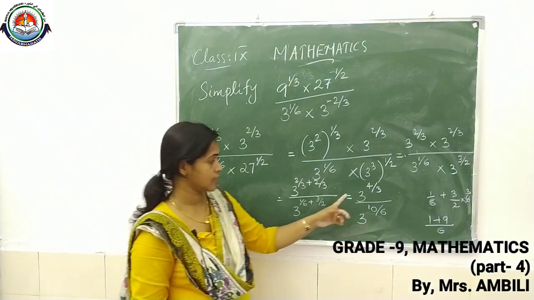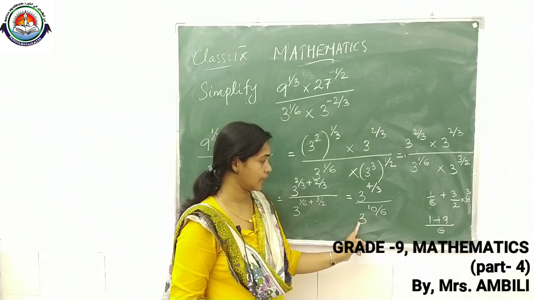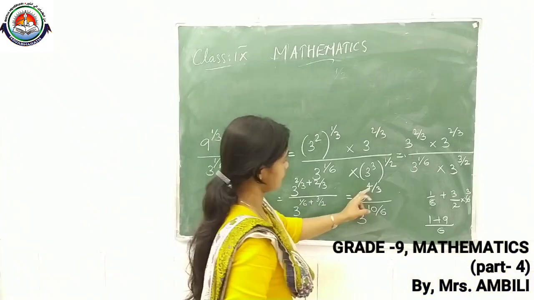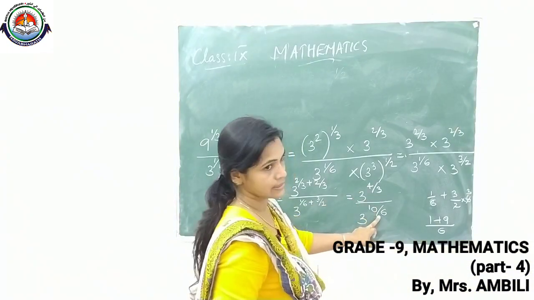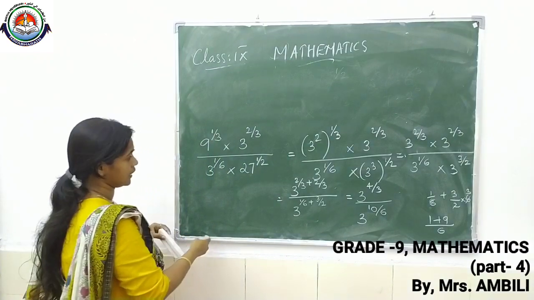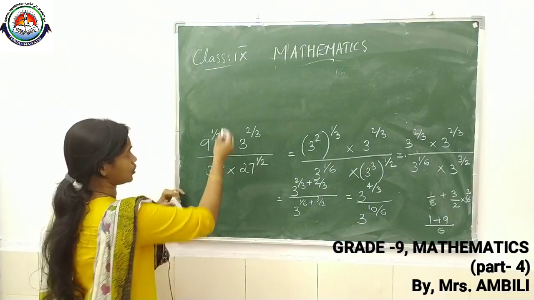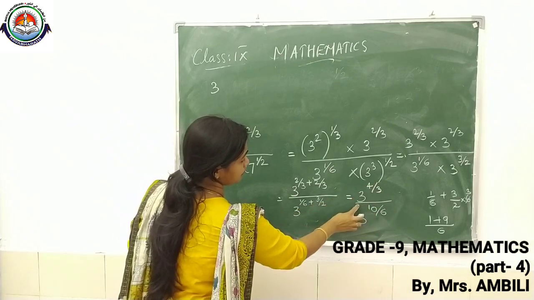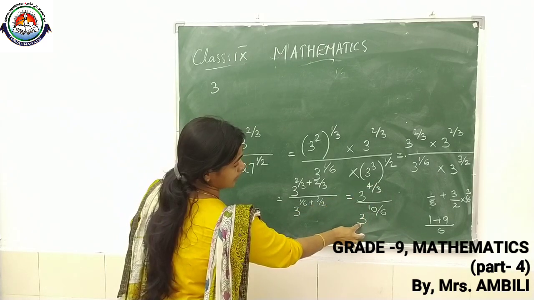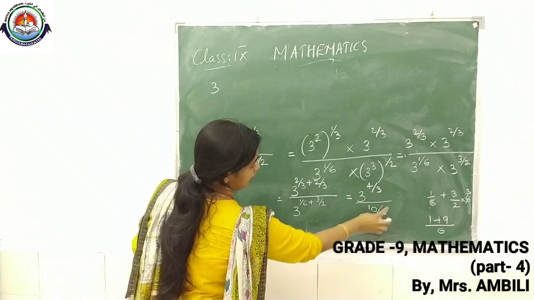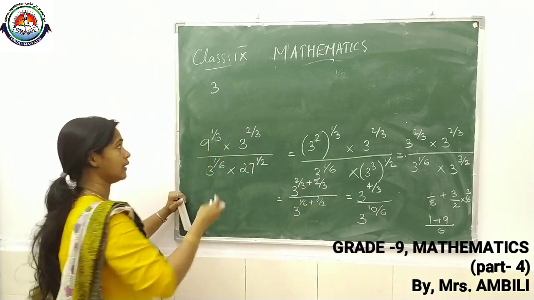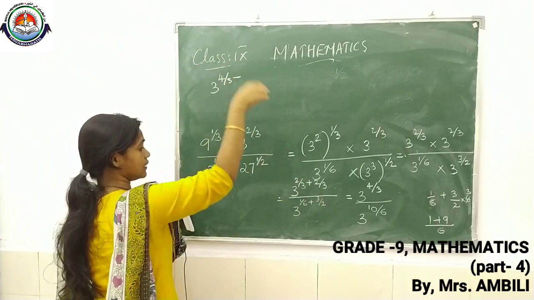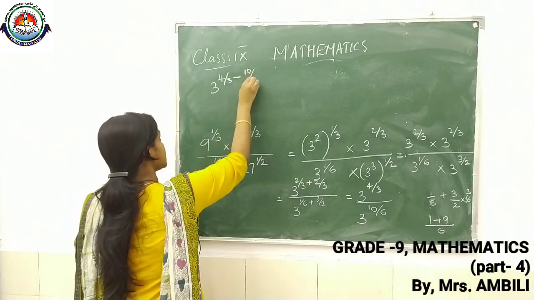Okay. So, 3 raised to 4 by 3 divided by 3 raised to 10 by 6. How can we write that? 3 raised to a raised to p by q divided by a raised to r by s, that is 4 by 3 minus 10 by 6. Okay. That is 3 raised to 4 by 3 minus 10 by 6.